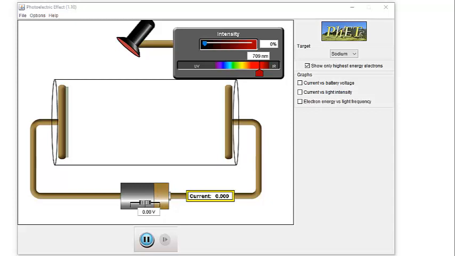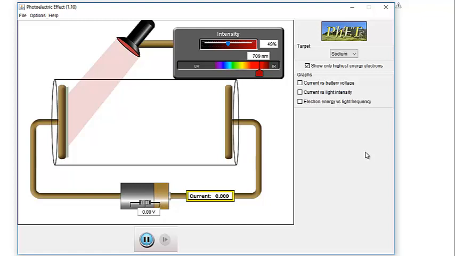This video is designed to help you understand the photoelectric effect. So currently I have sodium metal down here and I have red light, and I'm going to turn up the intensity and shine some red light on the sodium metal. What do you see happening? Anything?